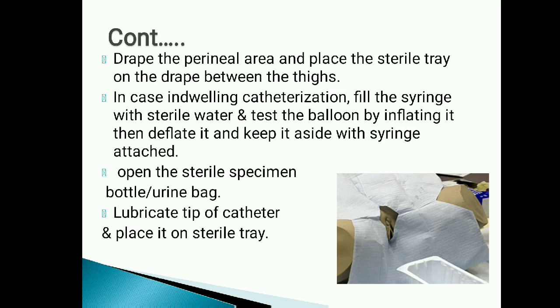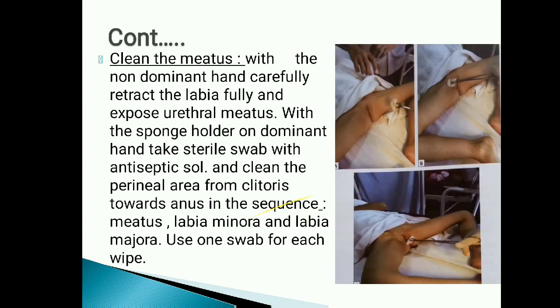Open the sterile specimen bottle and the sterile urine bag ready for use in the sterile tray to save the time. Lubricate the tip of the catheter liberally and place it on the sterile tray ready for use. Lubrication aids in easy insertion of the catheter by reducing the friction. So, the next step after preparation of the articles and creating sterile zone is clean the meatus with the non-dominant hand.